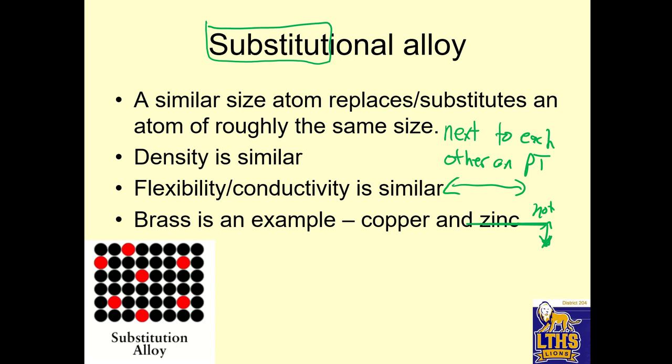Brass is an example of this. So copper and zinc make brass, and if you look down your periodic table, copper is number 29. Copper is right about here, and zinc is right next to it. So that's why they can substitute like that.